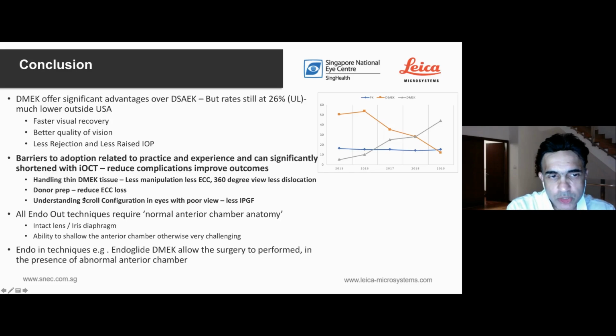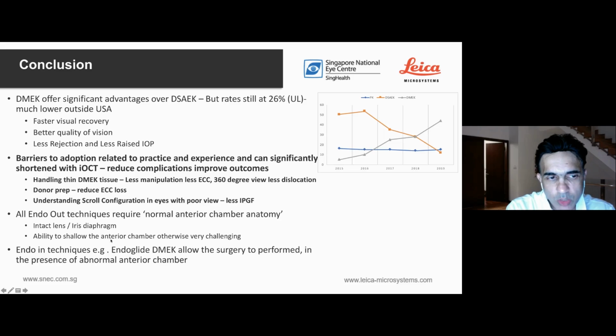Ideally, if you can get pre-stripped tissue, this will help. This will reduce your endothelial cell loss, and I showed you some tips for where the OCT can help you. Understanding the scroll configuration in the eye can be more difficult, especially with a poorer view. If you get the scroll configuration correctly with the extra information, this will reduce your rate of iatrogenic primary graft failure from excessive manipulation.